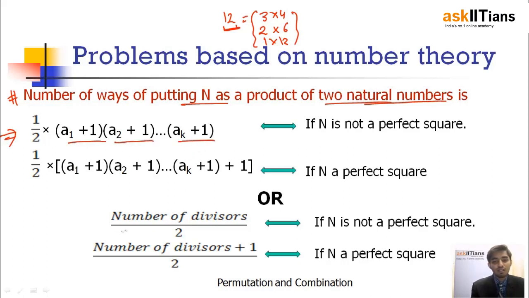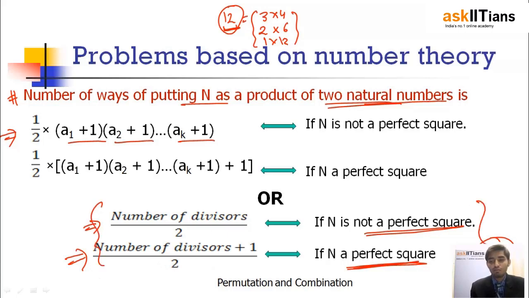So this is nothing but the number of divisors divided by 2 if n is not a perfect square. If the number is not a perfect square, then the number of ways of putting n as a product of two natural numbers will be given by the number of divisors divided by 2. And if n is a perfect square, suppose I want to count for 25, which is a perfect square, then I will use this formula, that is (number of divisors plus 1) divided by 2. So these two formulas you should remember.